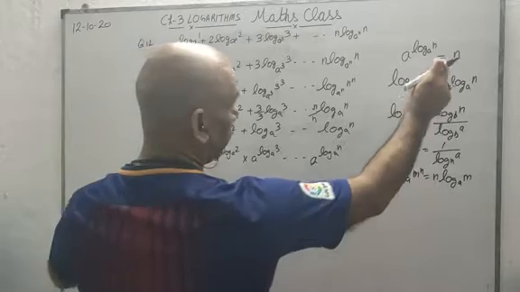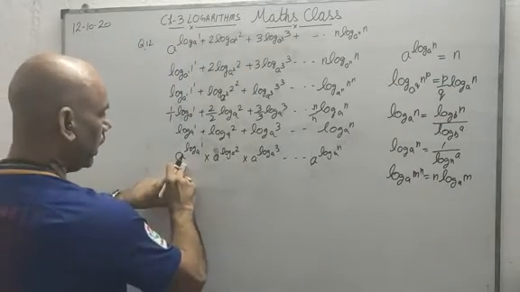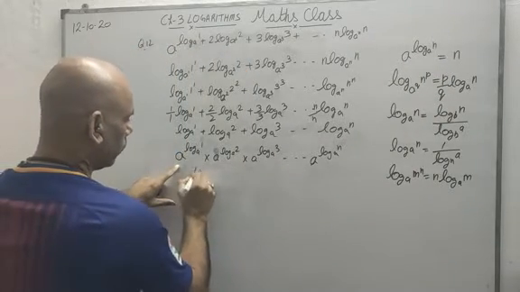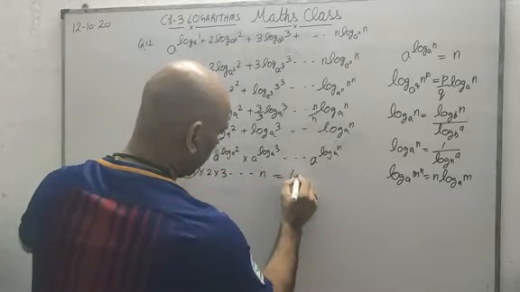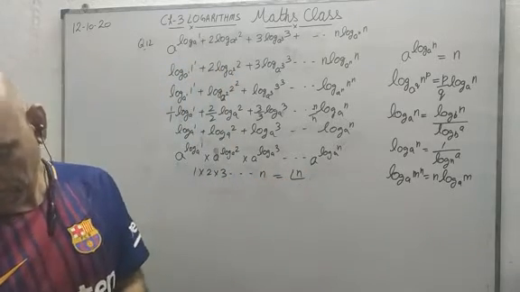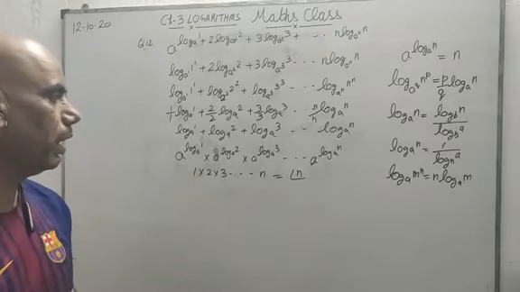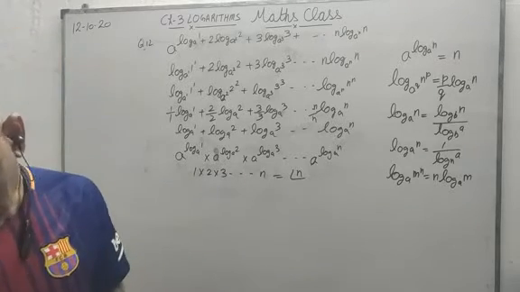Now what property? The first one, a to the power log a base 1. So 1 into 2 into 3 up to n, and hence it has become n factorial. So the final answer will be n factorial for this question also.